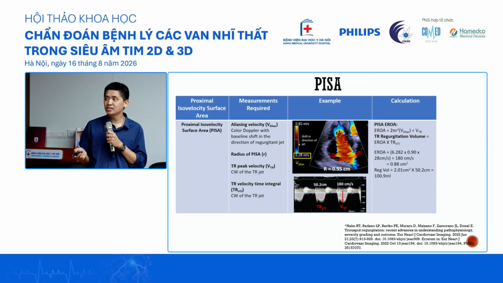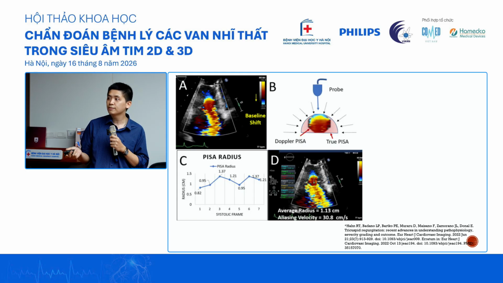PISA, again, PISA is the thing that in echo we talk: either you are a PISA person or you are not, because we make even more assumptions with PISA. A lot of things can go wrong when you determine the radius and how you get this continuous wave Doppler from the jet.